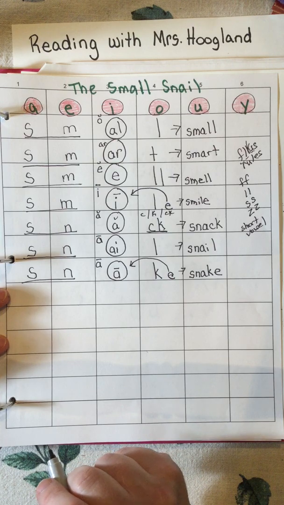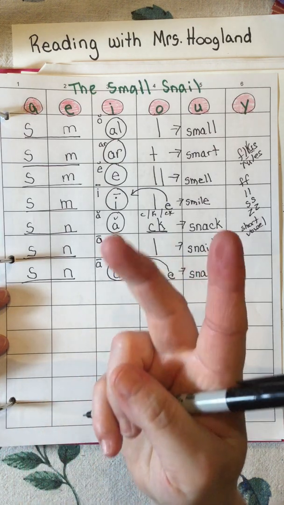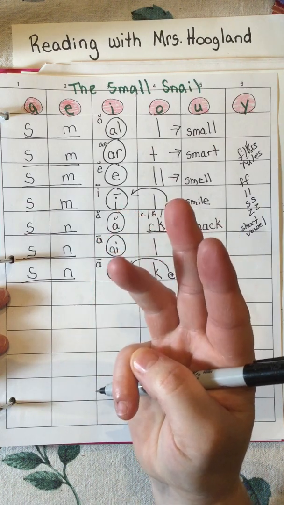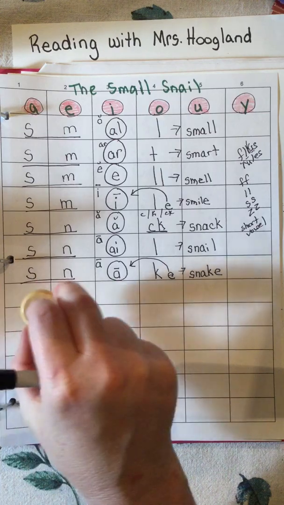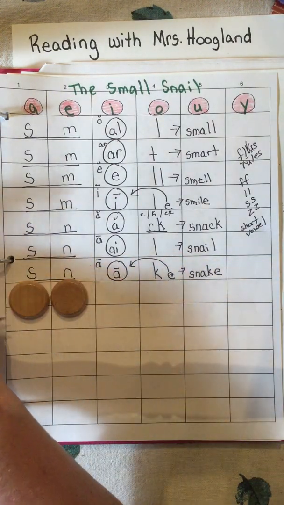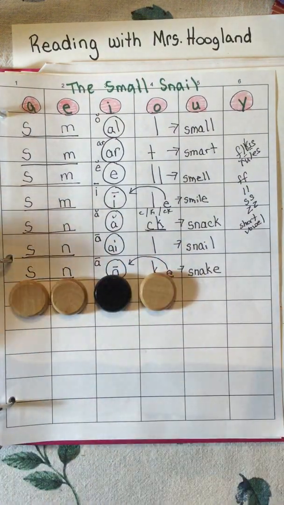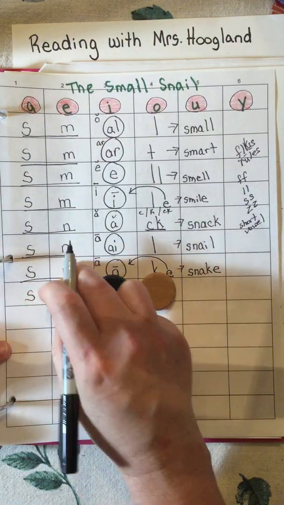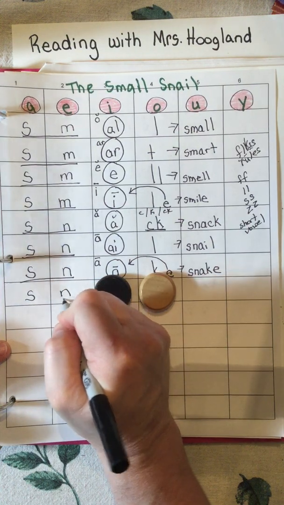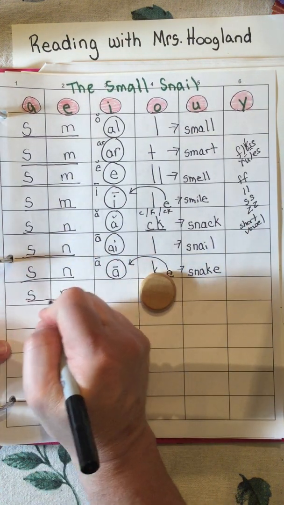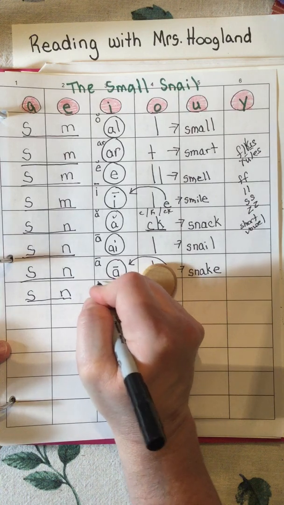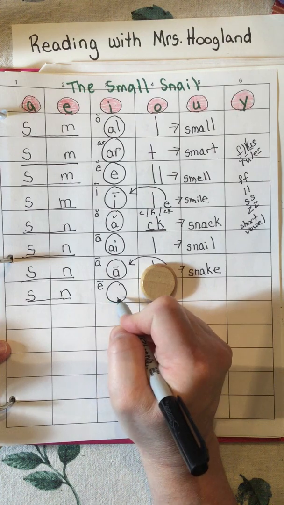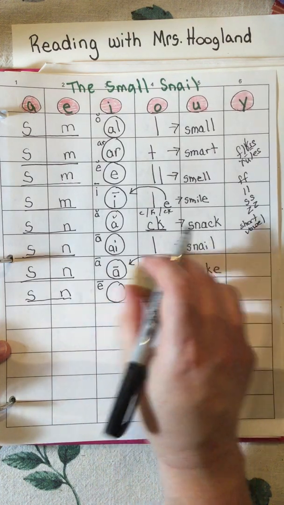The next word is sneak. Sneak. One more time. Sneak. How many sounds? 1. Sneak. Ready? Here we go. Right there. E, I hear a long E. I'll make a circle here. This is what I hear. This is what's going to make it. Sneak.